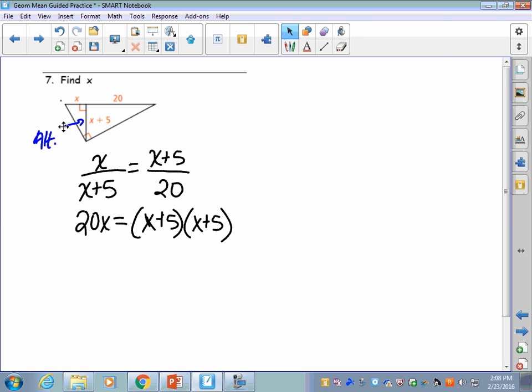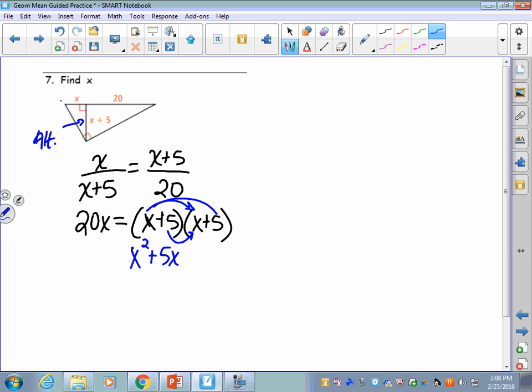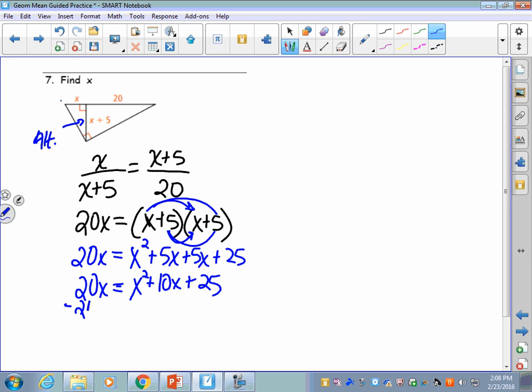If you forgot the FOIL method, you can just go straight from distributing one term at a time. So you're going to do x times x, which is x squared, and x times 5, 5x. Then go to the next term, plus 5x, and then 5 times 5, plus 25. And then we're just going to simplify that. It is a quadratic, and we're going to get the quadratic equal to 0 so we can solve when you factor it. So basically we have 20x equals x squared plus 10x plus 25, and then we want to subtract this 20x so it's equal to 0.